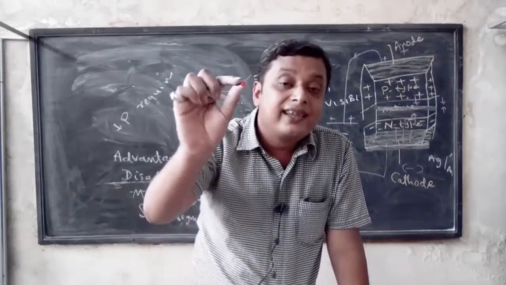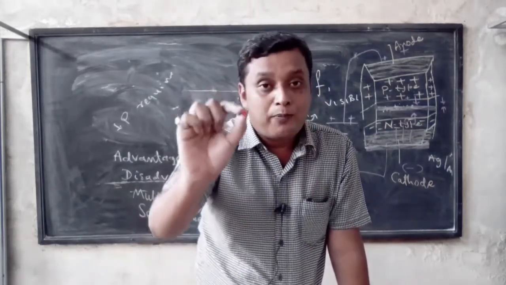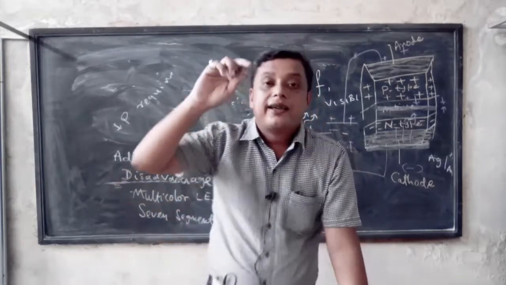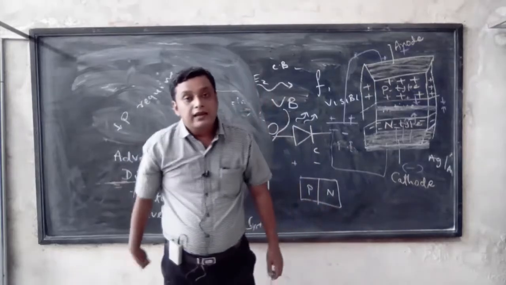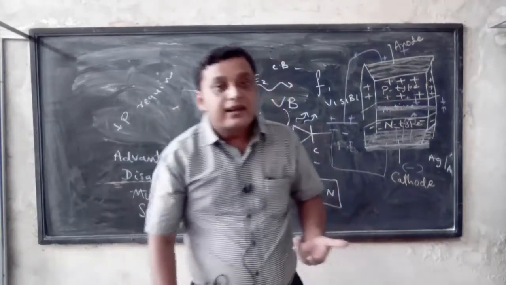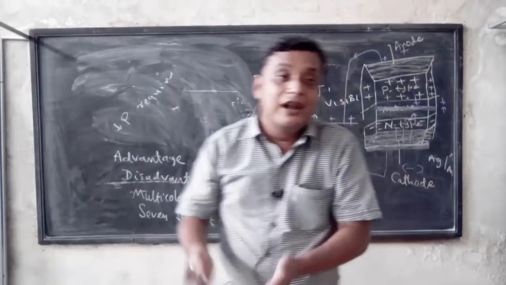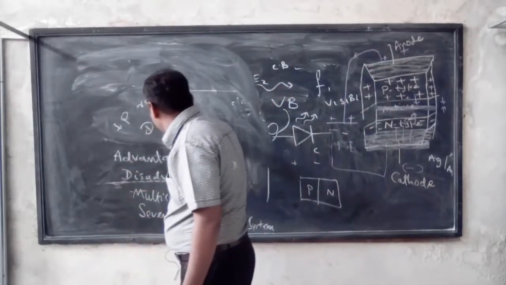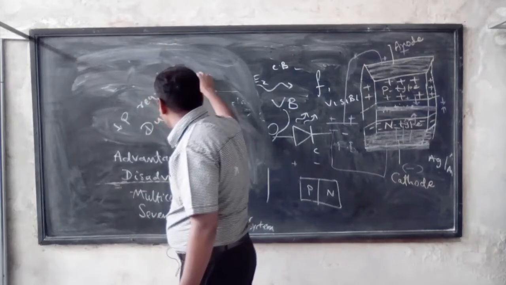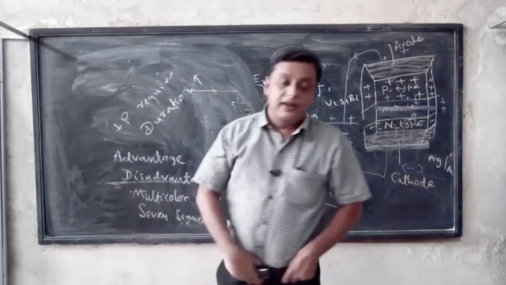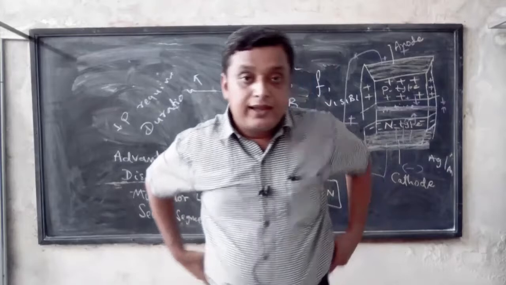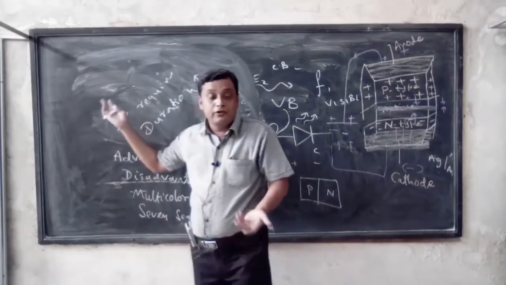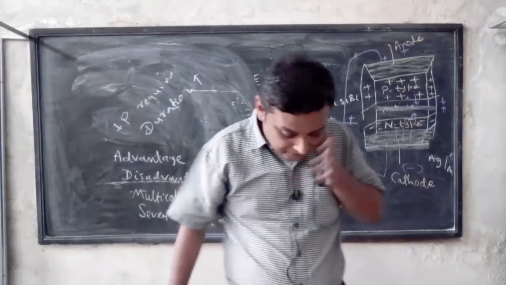Another thing is that the lifespan of the LED is more than 20 years. This LED is able to give light properly for more than 20 years. A tungsten filament can never be used for such a long duration. So the second advantage is the longer lifespan of the LED. Low power requirement is also an advantage.